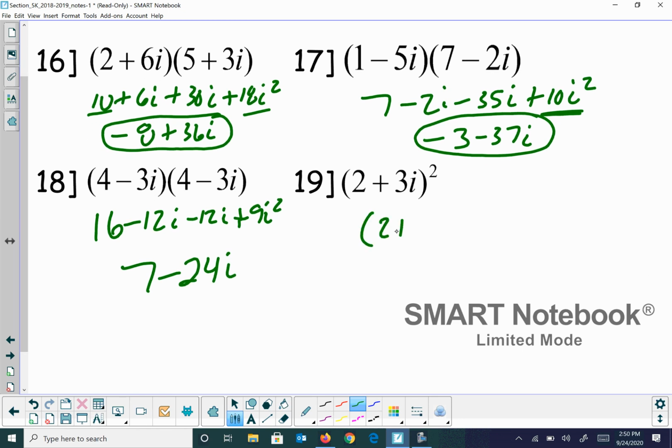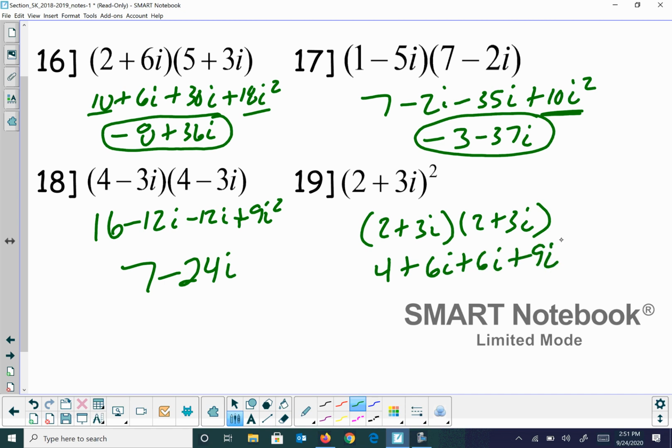And then this one, you have to realize that when I have something squared, it means I have 2 of them. So if I FOIL that, I'm going to get 4 plus 6i plus 6i plus 9i squared. So that's going to give me 4 minus 9, which is negative 5 plus 12i.